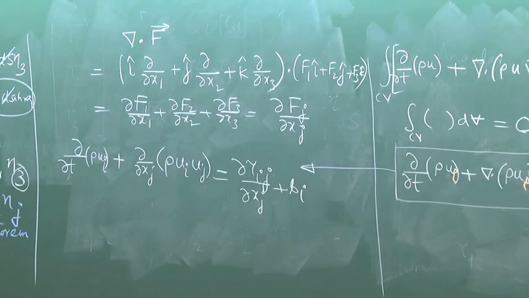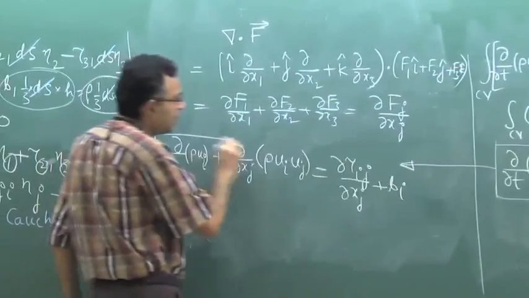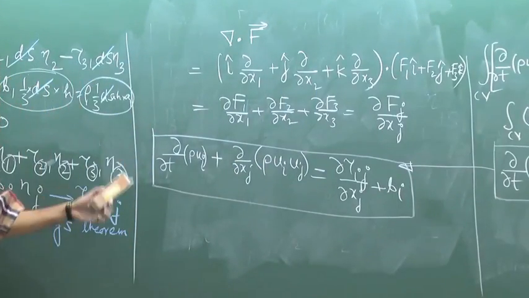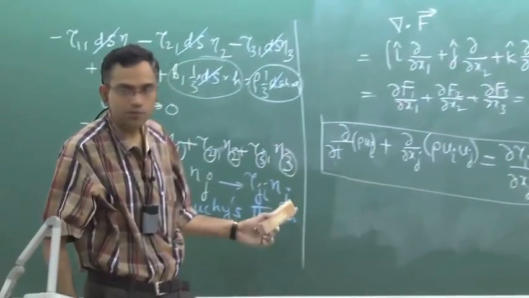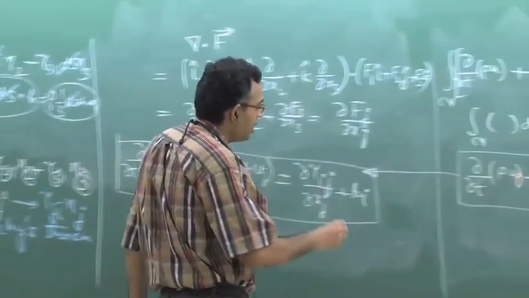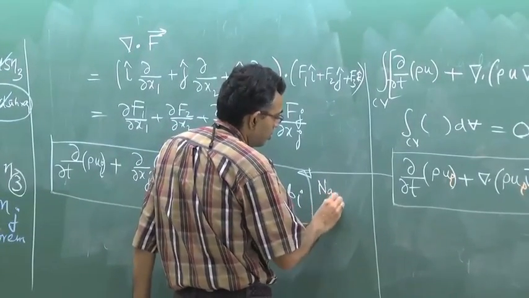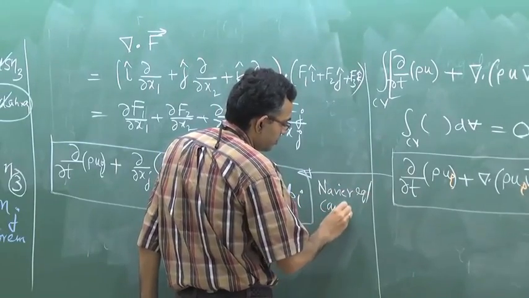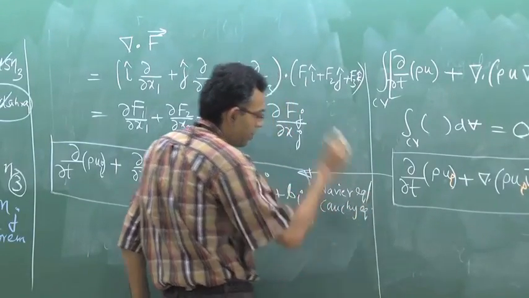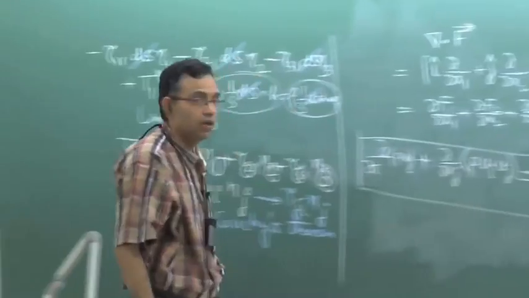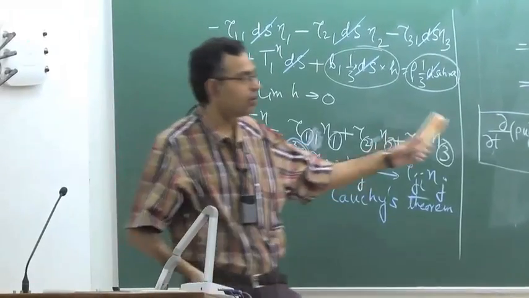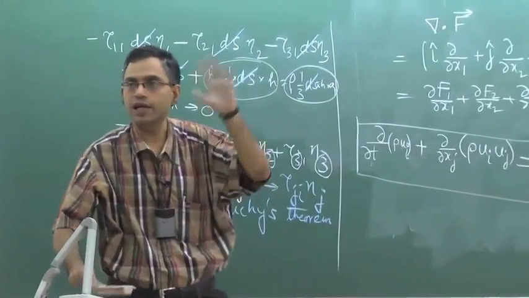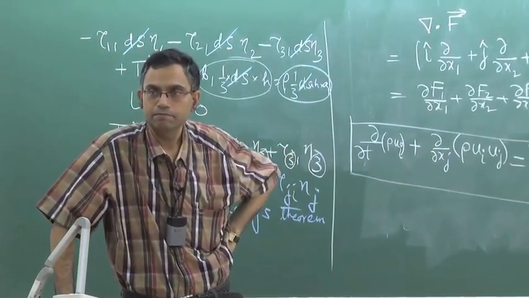This is the alternative index notation of writing the same equation. This equation, either the vector form or the index form, is known as the Navier equation or Cauchy equation. What are the assumptions under which this equation is valid? We will look into this equation very carefully, but first, what are the assumptions under which it is valid?